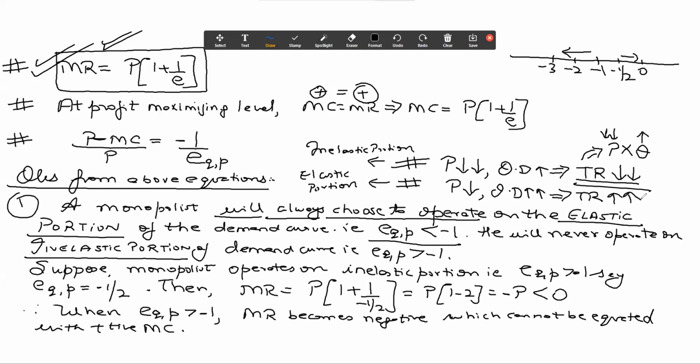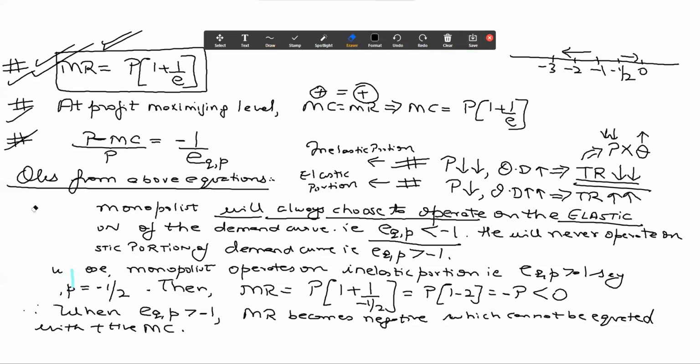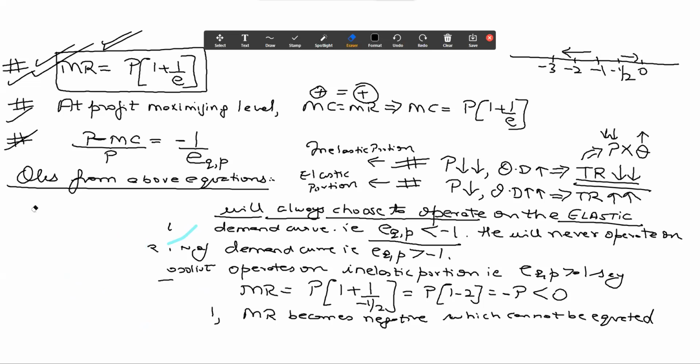So the first thing we learned from these three equations is that a monopolist will never operate on the inelastic portion of the demand curve. He will always operate on the elastic portion of the demand curve. And the last thing we learn from this, and that's the last thing for the day. So I am erasing the first observation.